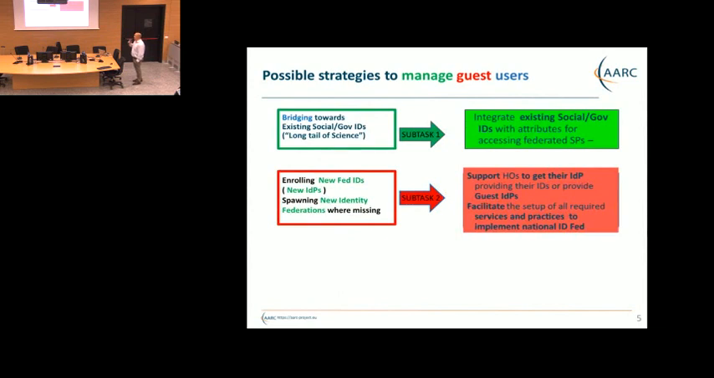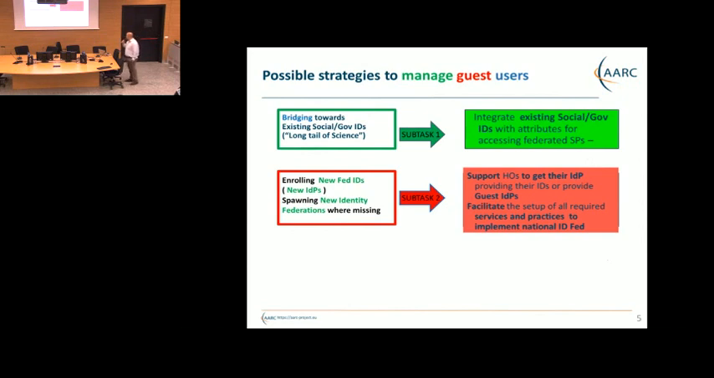As strategists, we identified essentially these 3 subtasks within this task. First, bridging towards existing social or governmental IDs. This is the so-called long tail of science of users. In subtask 1, we try to integrate existing social IDs with attributes for accessing federated service providers. Then, of course, we can enroll new IDs or spawn new IDPs, or spawn new identity federations where they're missing.